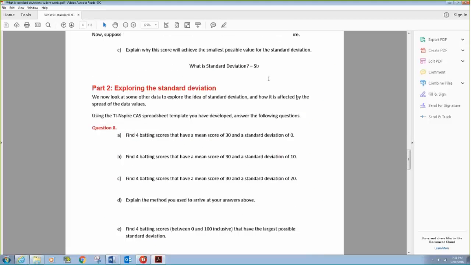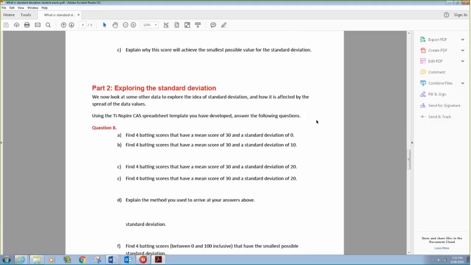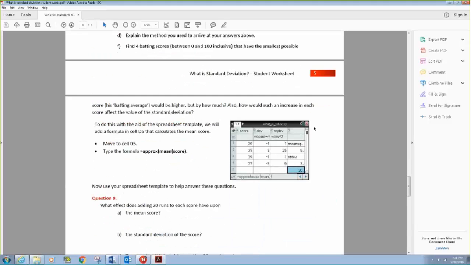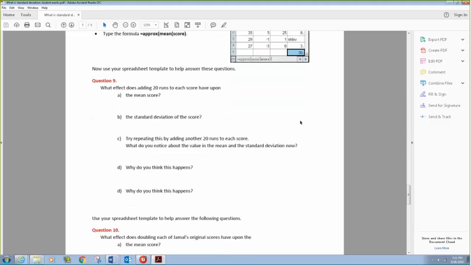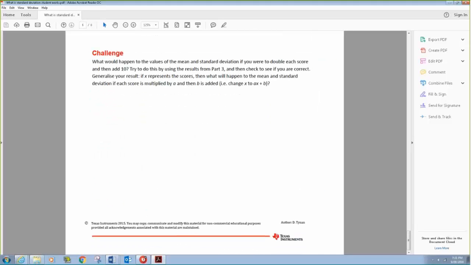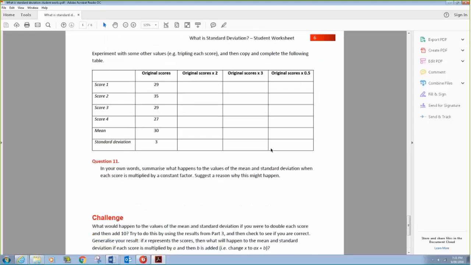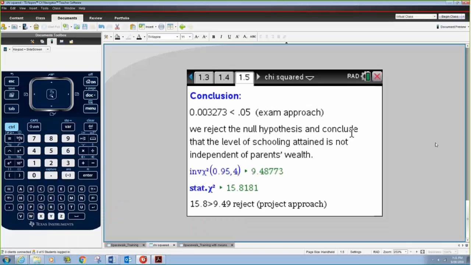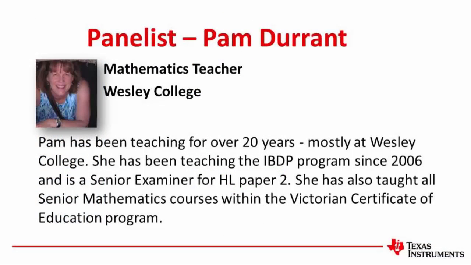And then there is a series of questions, and there are also full answers in the teacher's worksheet. And there is some extension here depending how far we want to take it. It looks at what happens if we change the data by adding to the scores or by multiplying the scores, what happens to the mean and standard deviation. So this is quite a nice activity to use with your students.